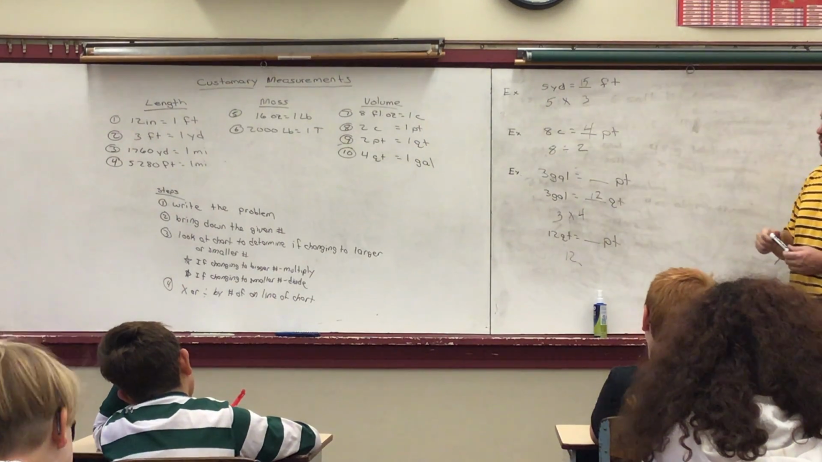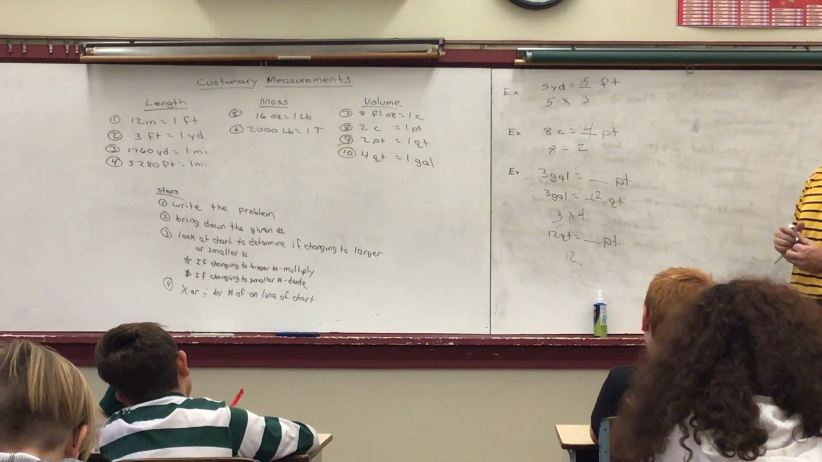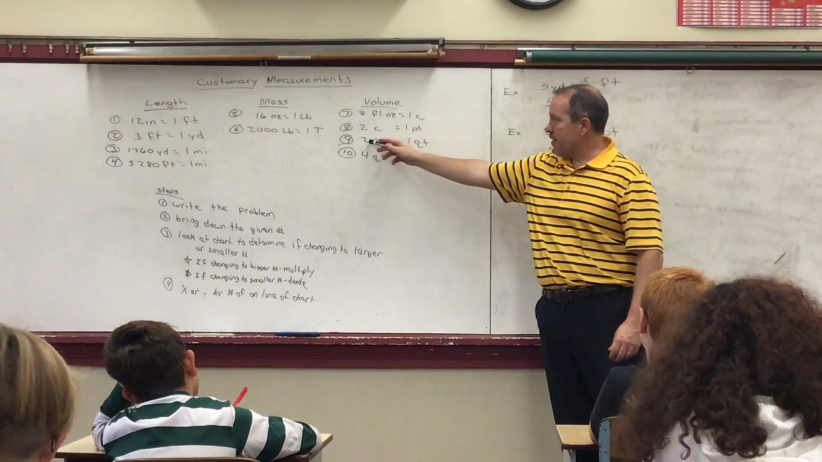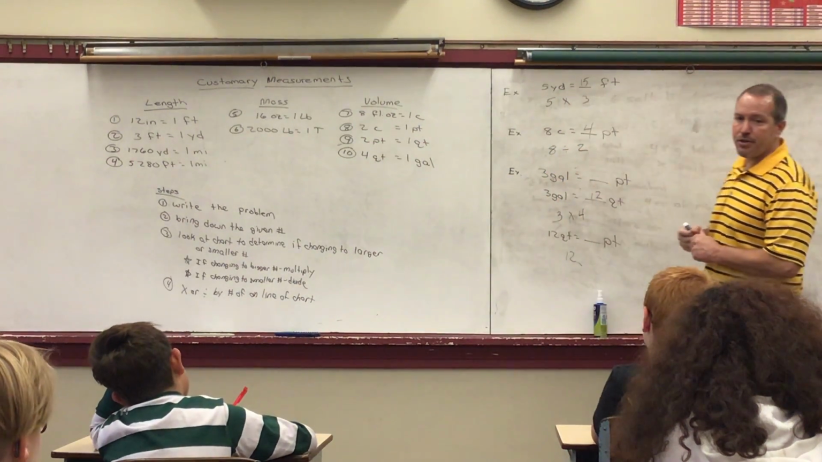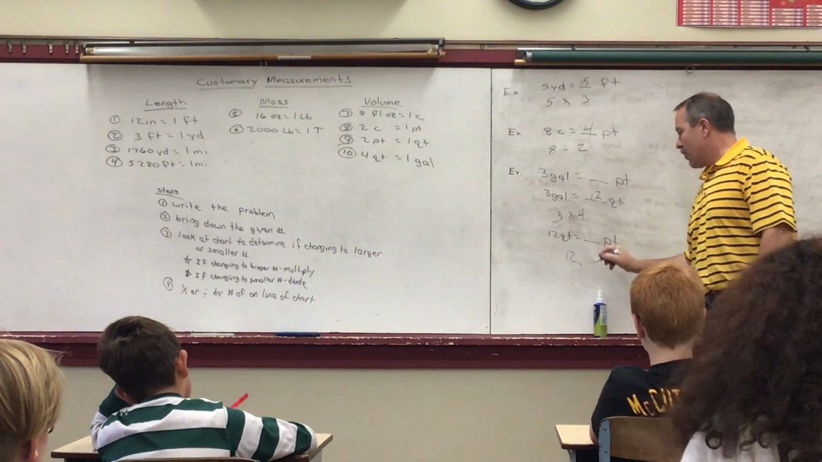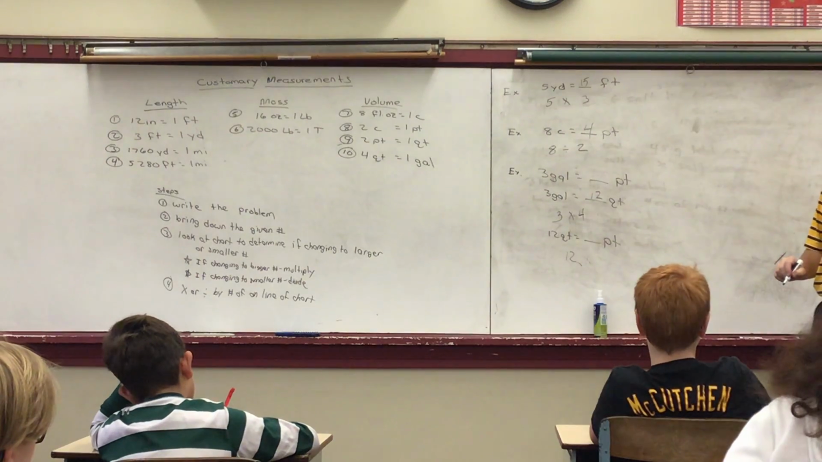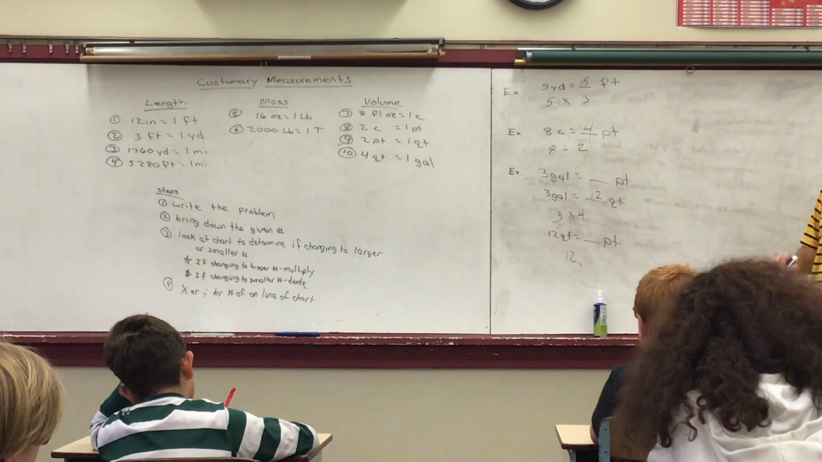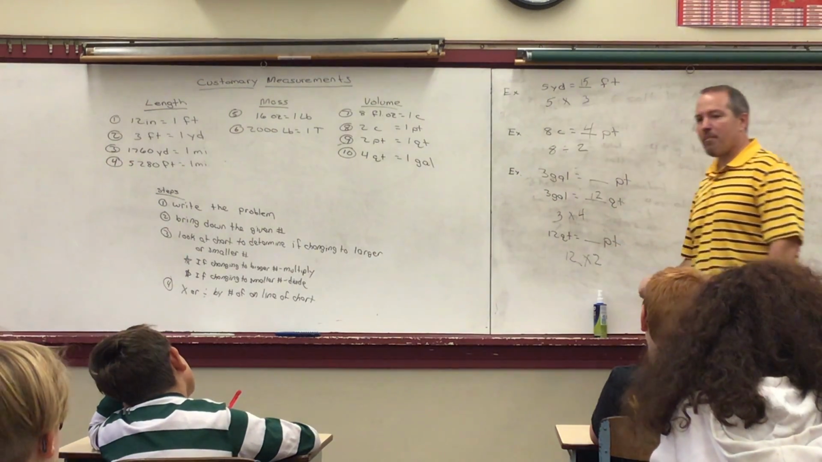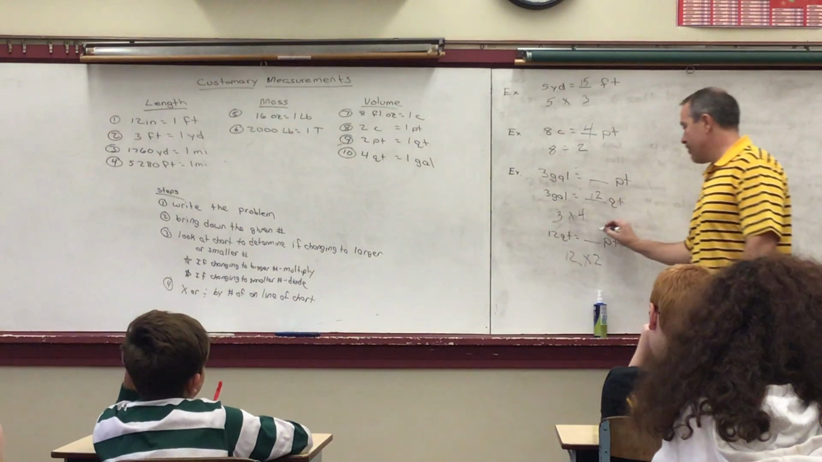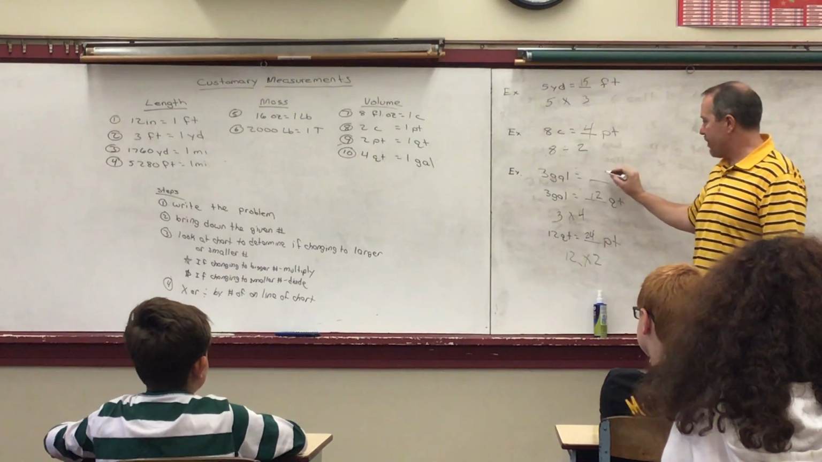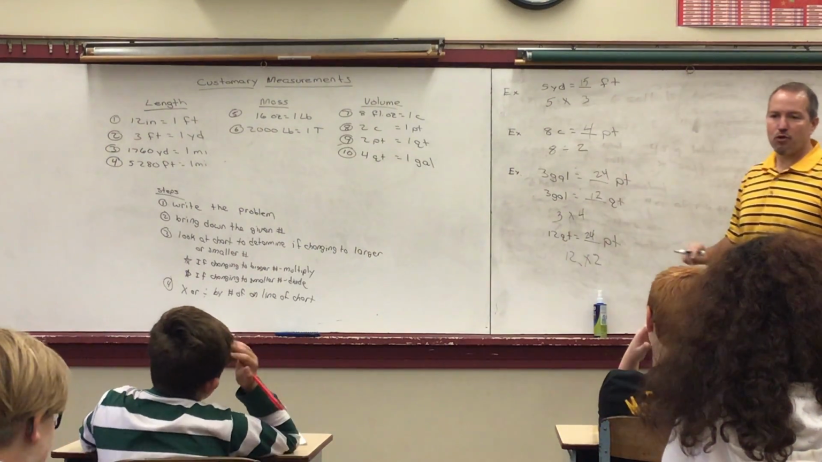In line 9, does pint have the bigger number or the smaller number? Bigger. Yep, because here's line 9. Quart has a 1, pint has a 2. Pint has the bigger number, so I'm going to multiply. What am I going to multiply by? The 2. We never multiply by the 1 or divide by the 1 because that doesn't change anything. So we're going to multiply by 2. And 12 times 2 is? 24. So now we have 24 pints. So 3 gallon is equal to 24 pints.